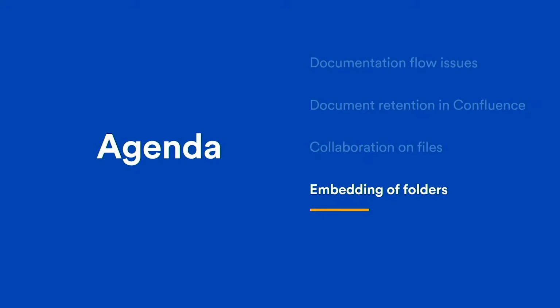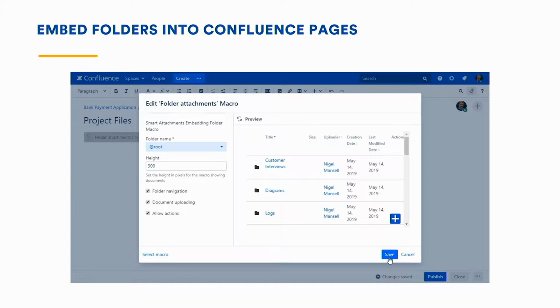It was a big surprise for me that our customers also want to embed folders. Why do they need it? They don't want to go to the space storage all the time just to do some simple things. They want to do this right on the Confluence page. And we have added a macro, the folder attachments macro. You can also use the embedding link like for documents.